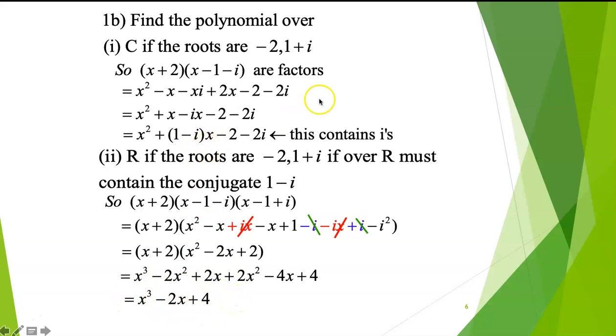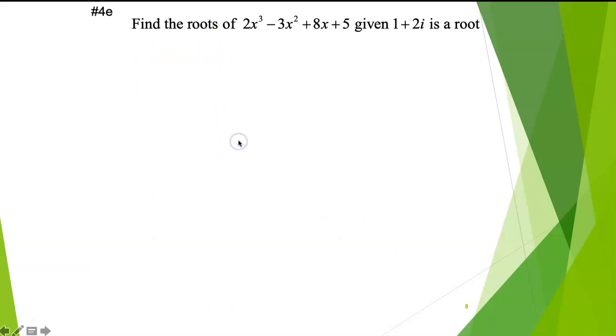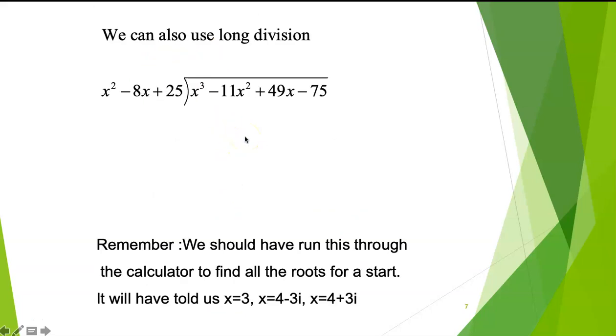So look at the difference. This one here, we did not use the conjugate roots, and we end up with a polynomial with i components. But if we use the conjugate root for that, we will end up with a polynomial with no i. You can also use long division if you want to expand it.